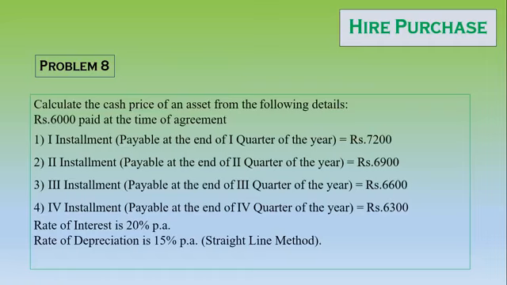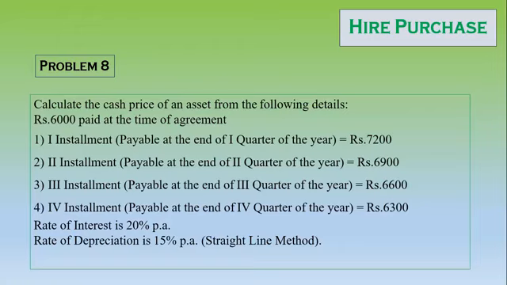In this question, we need to calculate the cash price of an asset from the given data. Here 6,000 is paid at the time of agreement, and the first installment of rupees 7,200 is payable at the end of the first quarter of the year. The second installment, 6,900, is payable at the end of the second quarter, the third installment, 6,600, at the end of the third quarter, and the fourth installment, 6,300, at the end of the fourth quarter. The rate of interest is 20% per annum and the rate of depreciation is 15% per annum under the straight line method.